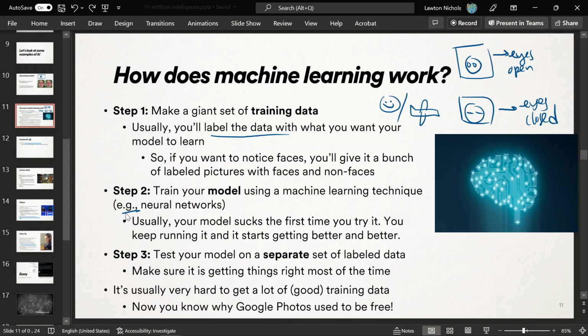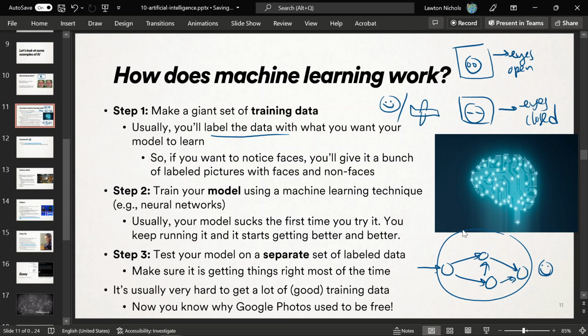Okay? So usually the model is bad the first time you try it, then you keep running it on that same training data, and it starts getting better and better. It learns from its mistakes. Okay? I'd be happy to talk more offline about this, but it's a bit of a complicated process. But yeah, neural networks, for example, they're like little models of the brain, and here are neurons that are talking to each other, sending information, and the output maybe is like, oh yes, there was a face, something like that. So it's wiring the brain as it's learning. That's essentially the idea. It's wiring its little virtual brain.